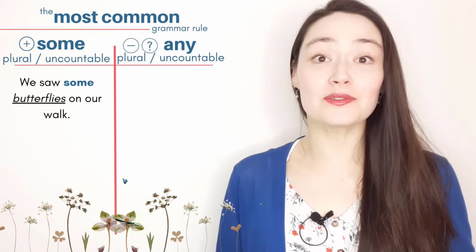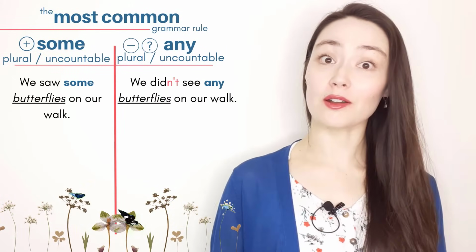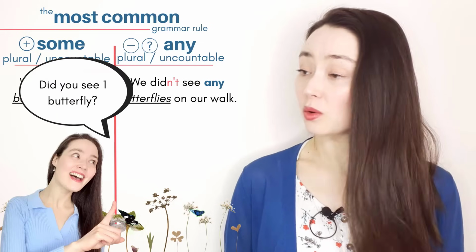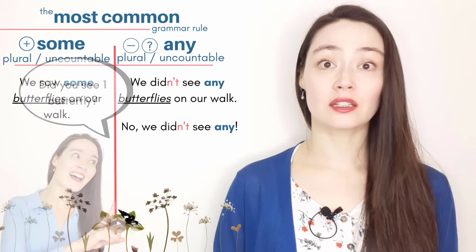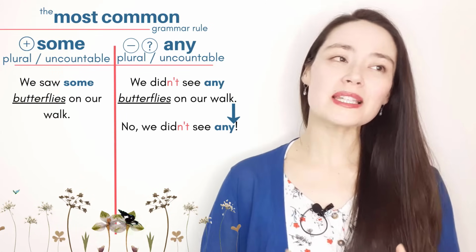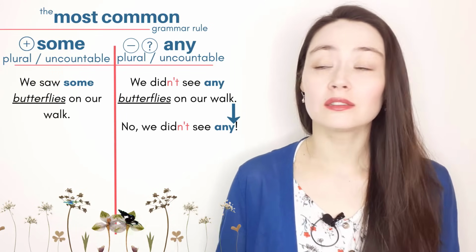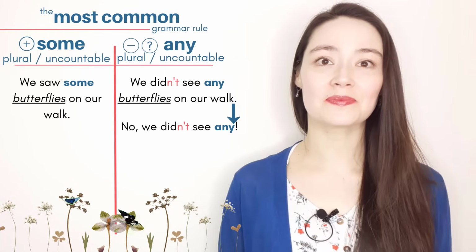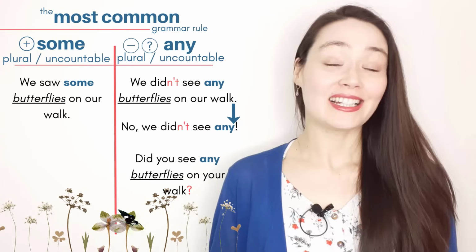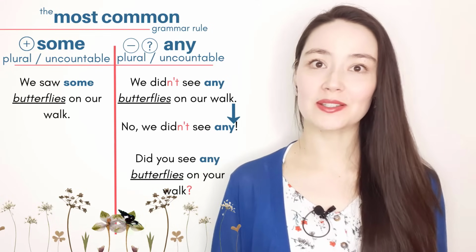Ooh, we saw some butterflies on our walk. We didn't see any butterflies on our walk. Did you see one butterfly? No, we didn't see any. And you can see here I dropped the noun. A lot of times in a conversation, when the noun is clear, you actually don't need it. We didn't see any. Did you see any butterflies on your walk? So, some in positive sentences and any in negatives and questions.